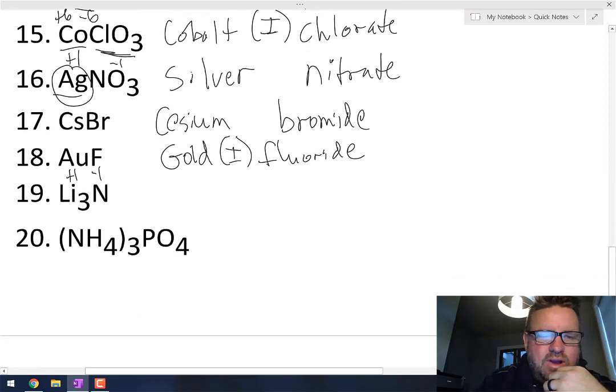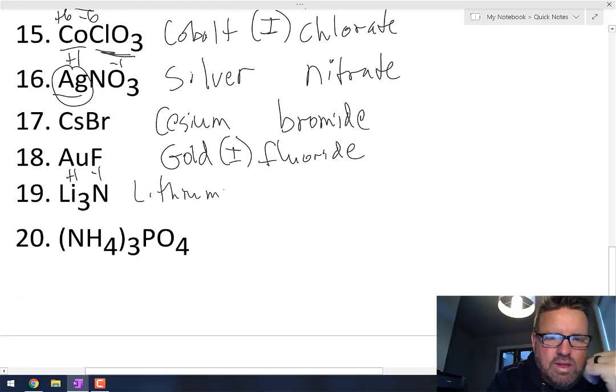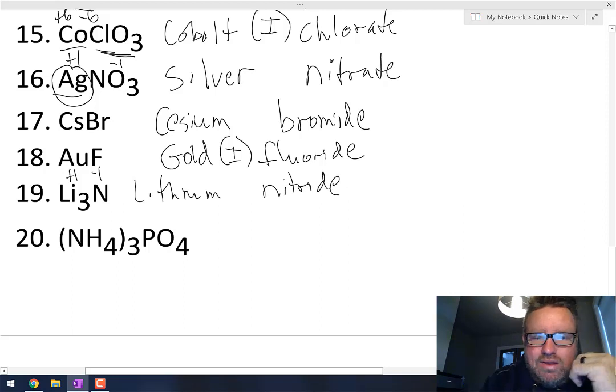And then number 19, lithium, and then nitrogen, remember, becomes nitride. And then I look, lithium's in the first column. It's an alkali metal, so it does not need a Roman numeral, so it's just lithium nitride.